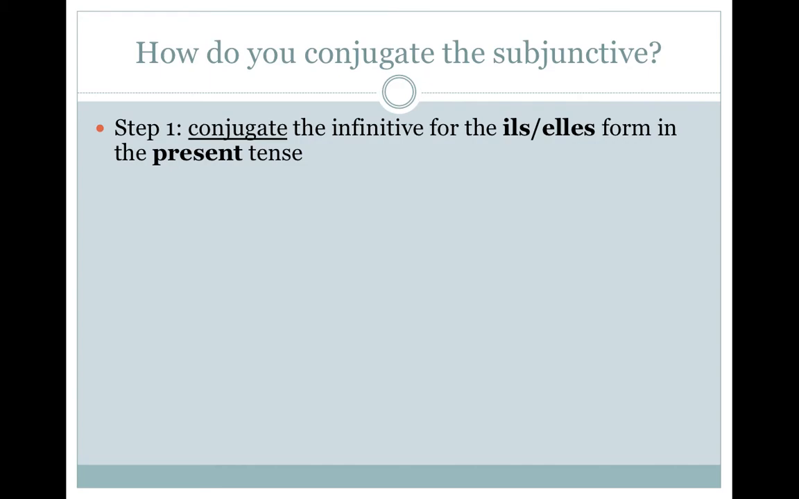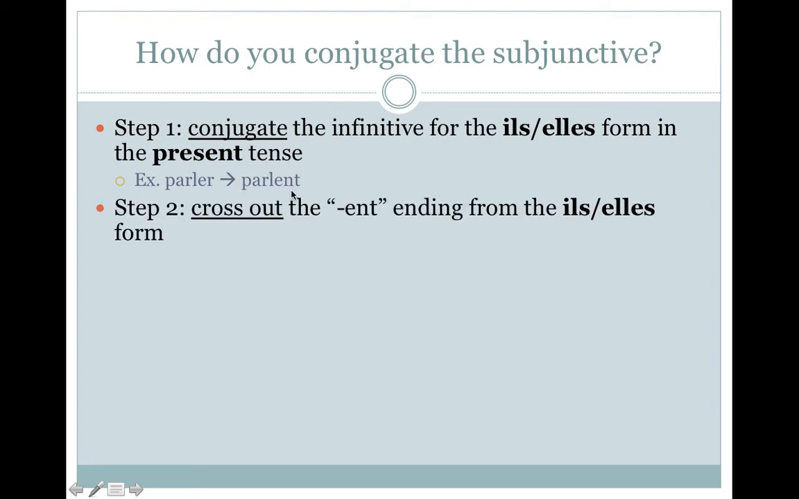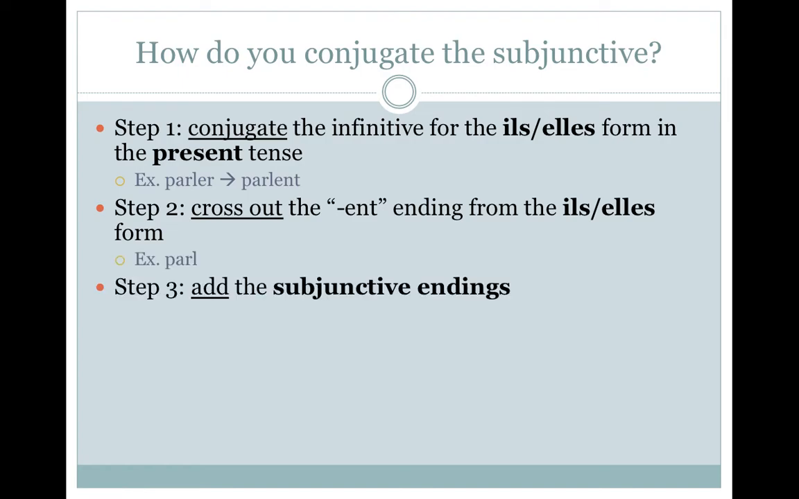Step 1: conjugate whatever infinitive you want for the IL form in the present tense. So for example, if we're trying to say il faut que je parle, it's necessary that I speak. You would take parler, and we're conjugating it for the IL form, which is parle with the ENT ending. Step 2: cross out the ENT ending, and then we add the subjunctive endings.